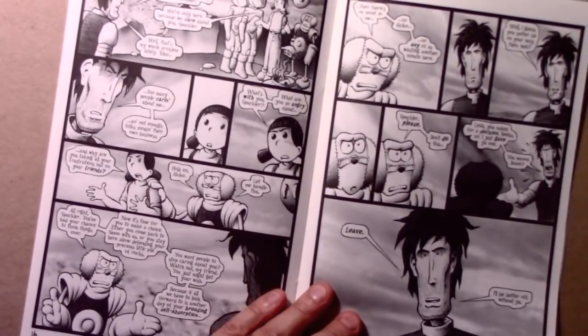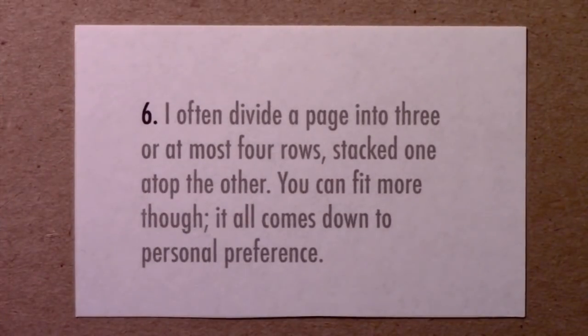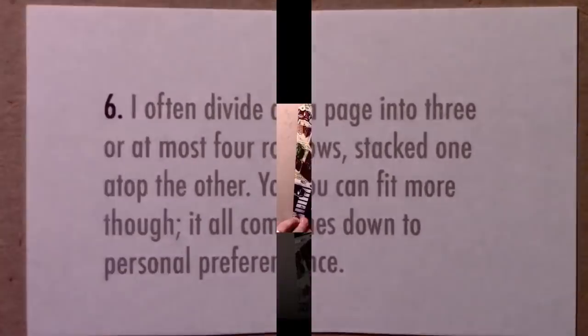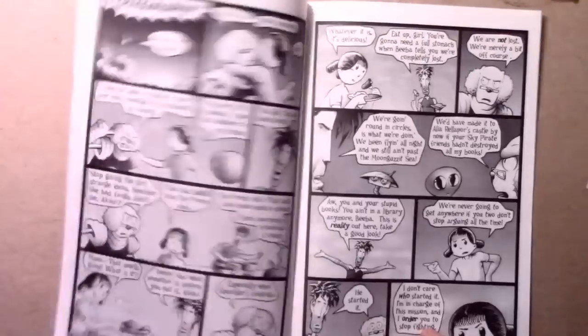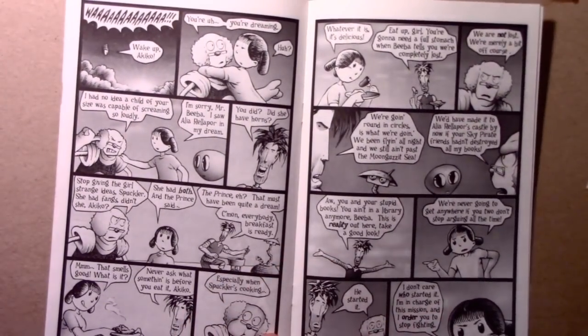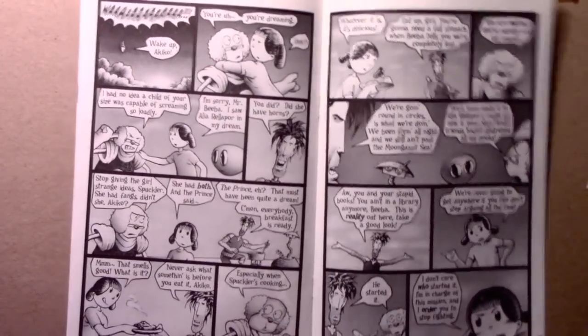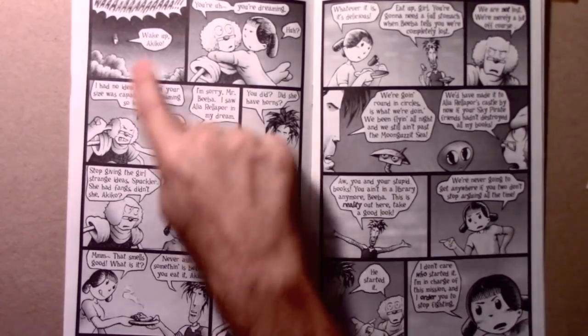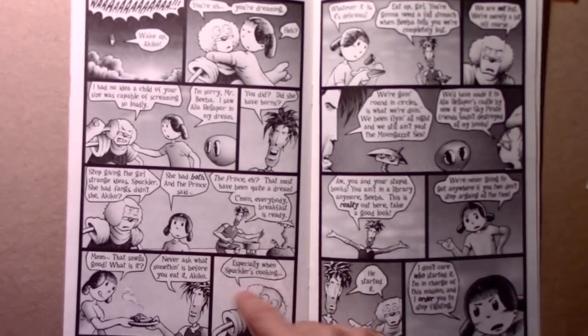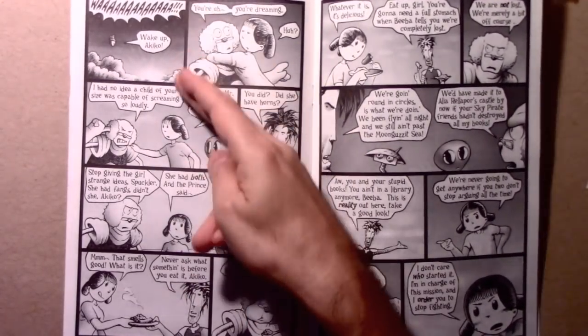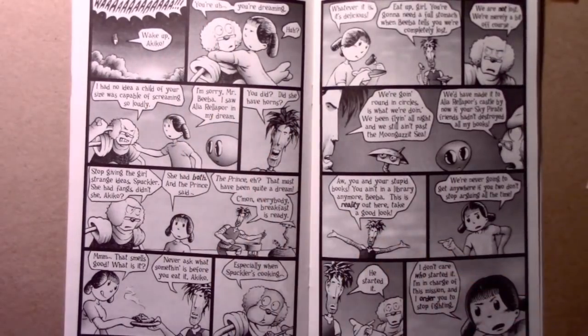I often divide a page into 3 or at most 4 rows, stacked one atop the other. You can fit more, though. It all comes down to personal preference. So here's another example from the Akiko series. At that time, I had quite a lot of pages that were like these 2, with 4 rows. And then it's just a matter of deciding where do you split the rows into 2 separate panels.